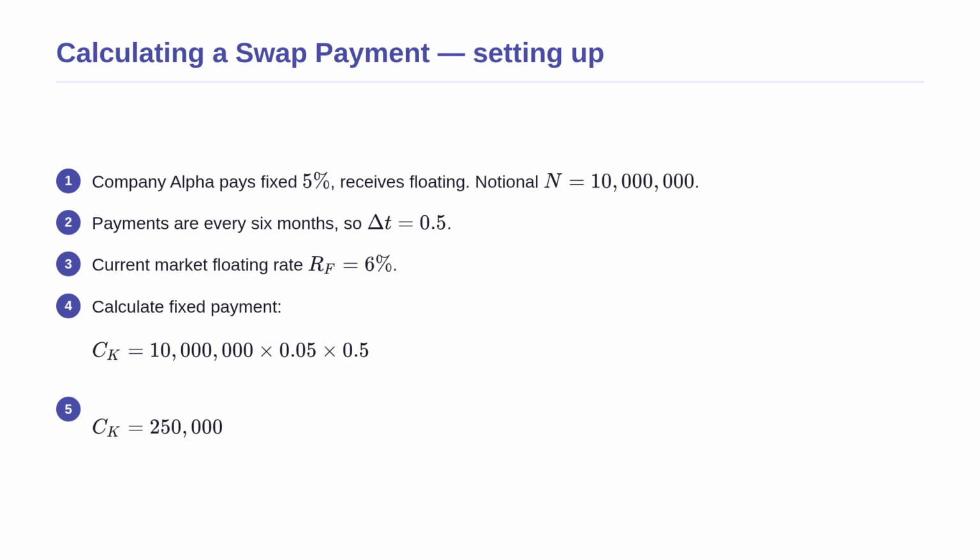Before we move on, let us see this with a concrete numerical example. Company Alpha agrees to pay a fixed rate of 5% and receive a floating rate. The notional principal is $10 million, and payments are every 6 months, making our time fraction 0.5. For the first period, the floating rate is 6%. First, we calculate the fixed payment Company Alpha owes. We multiply 10 million by 0.05 and by 0.5. This gives exactly $250,000. This outgoing obligation is locked in.